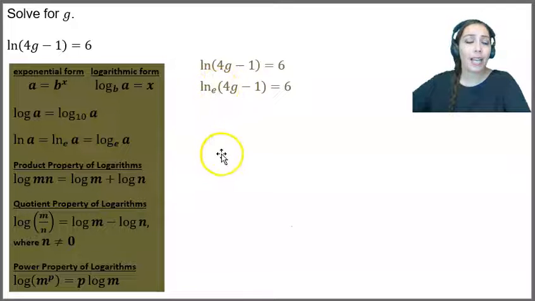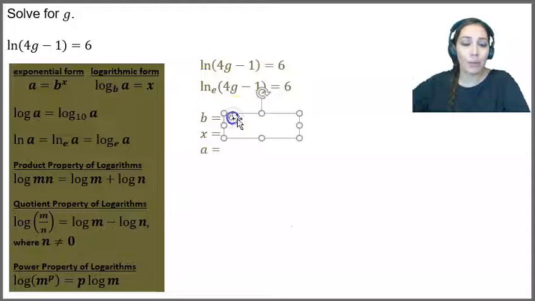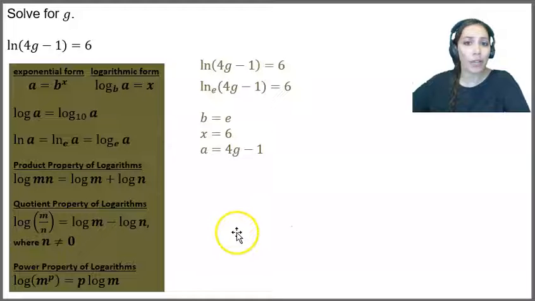So I just wrote it in there to help me with my next step, which is to find my b, my x, and my a. Currently, I have this in log form. I'm going to switch it to exponential form so that it's easier for me to solve. My b is my base right here, so my b is going to be equal to e. My x is what the whole thing is equal to, which is 6. And my a is what I'm taking the log of. My a is 4g minus 1, that entire quantity.